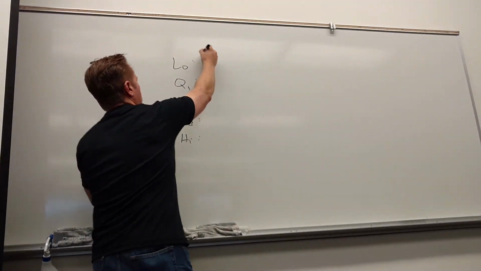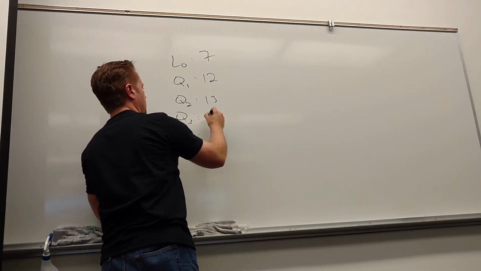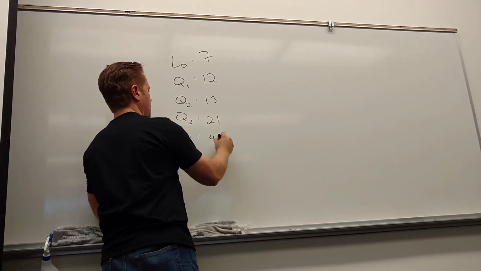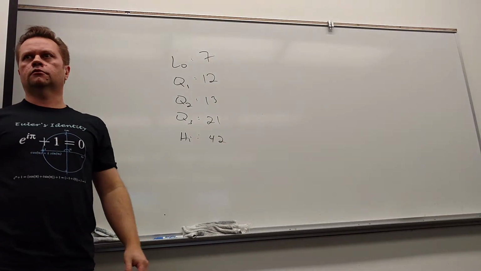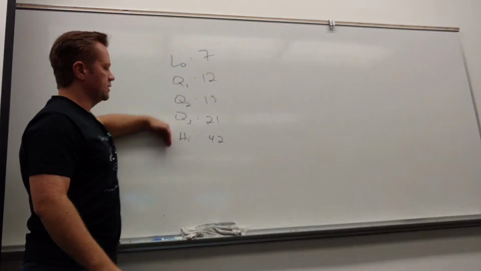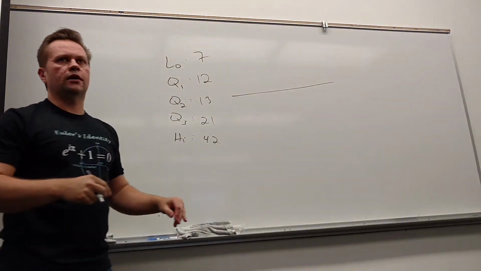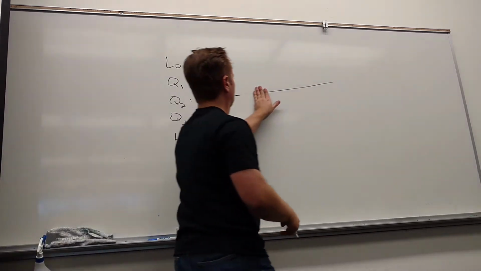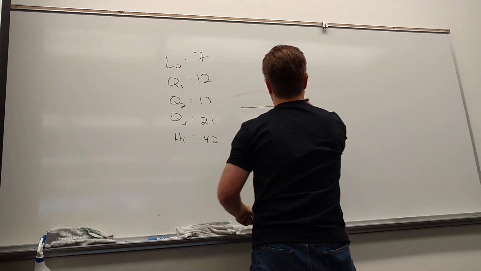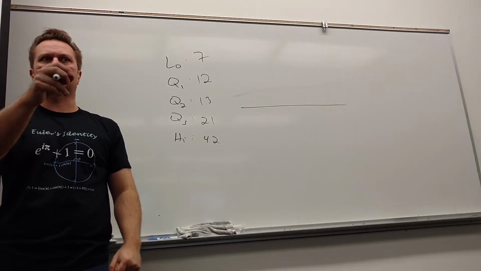So let's say I did some work and I got 7, 12, 13, 21, and 42. So I did the work. I got those numbers. Is that cool? And the work for these is nice. How would I plot? How would I make a box plot out of that? Well, what's the very first thing I should do to start to create a box plot out of it?